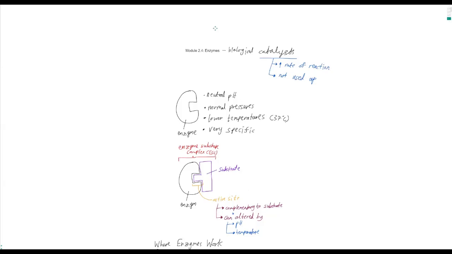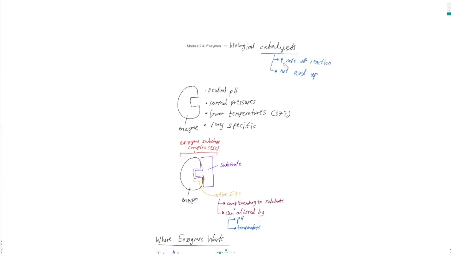So in the previous video on enzymes, I talked about what enzymes are. We discussed that they were biological catalysts, which increase the rate of a reaction and are not used up in the reaction itself. So enzymes are very useful. Most of them can work at neutral pH, at normal pressures, and at lower temperatures, so around 37 degrees Celsius. And they are also very specific to a particular substrate.